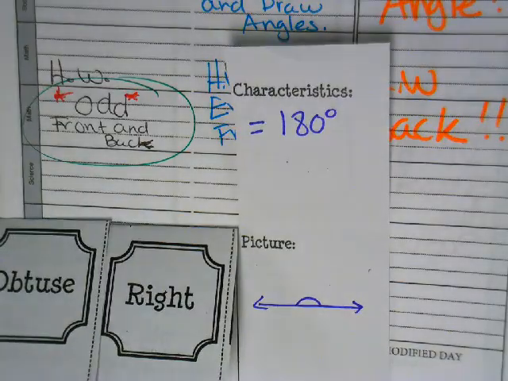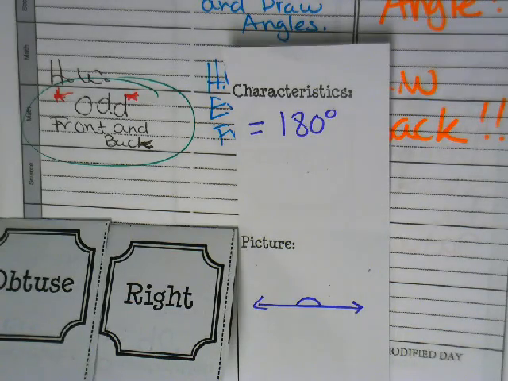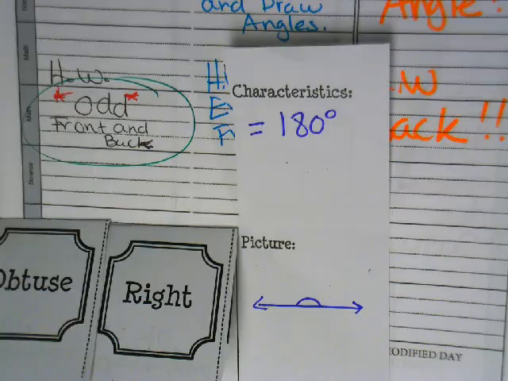Now, have you ever seen someone do a skateboard trick? And they call it like, oh, he just did a 360. He did a 180. He did a 720. What are all those numbers? All of those numbers are degrees. So if he did a 180, he started on the board facing this way, and he ended this way, meaning he did a straight angle.